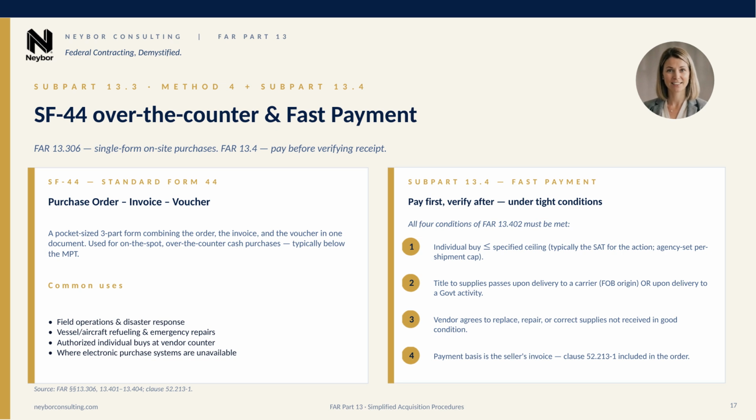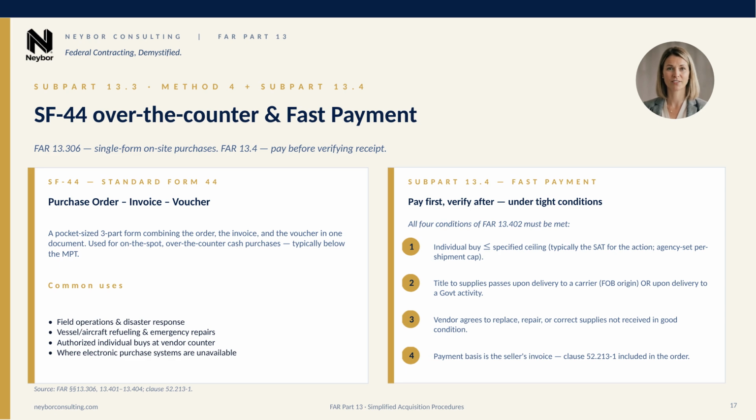On the left, the SF-44. The Standard Form 44 is a pocket-sized 3-part form that combines the order, the invoice, and the voucher in one document. It is used for on-the-spot, over-the-counter cash purchases, generally below the micro-purchase threshold. Common uses are field operations, disaster response, refueling, and emergency repairs of vessels or aircraft, and any case where an authorized individual buys at a vendor counter and the agency's electronic purchase systems aren't available.